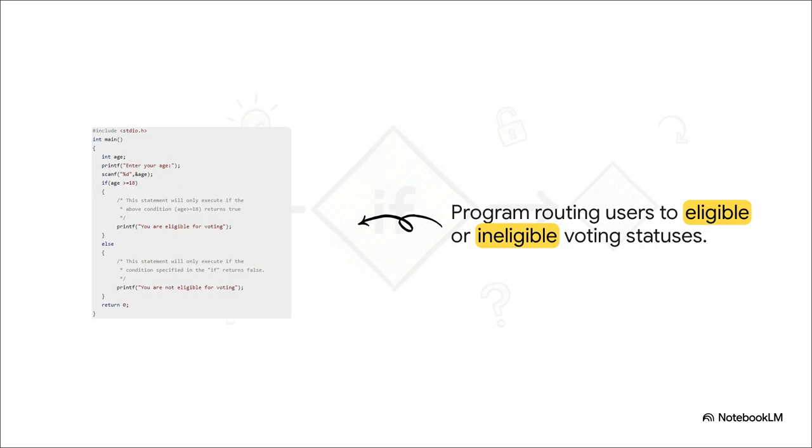Now, what's really interesting here is how cleanly this syntax maps right to our voting problem. We test if age is greater than or equal to 18. If a user inputs 20, the condition is true, and it prints, you are eligible for voting. The else block is completely ignored. But if they type 16, the if condition is false, so the compiler immediately jumps down to the else block and prints, you're not eligible for voting. It's elegant and highly predictable.